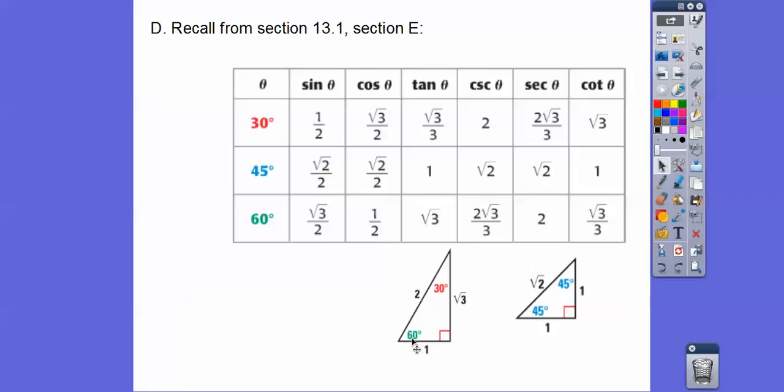So for 60, we do the same thing. Sine is opposite over hypotenuse. That's where we get root 3 over 2, okay? So remember, this was off of the 30-60-90 triangles that we did, and 45-45-90 triangles in section 13.1.